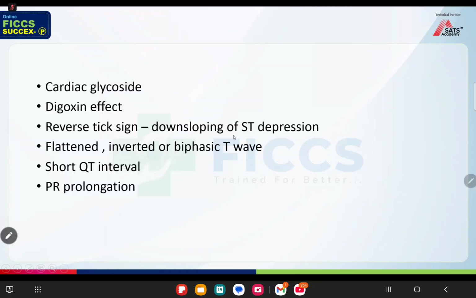Reverse tick sign, that is downsloping ST depression, flattened, inverted or biphasic T wave, short QT interval and PR prolongation. So this is digoxin effect. You got it? The difference between digoxin effect and toxicity.